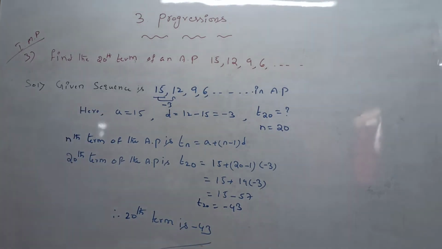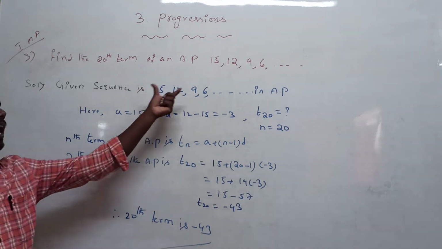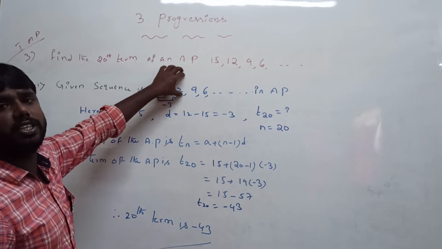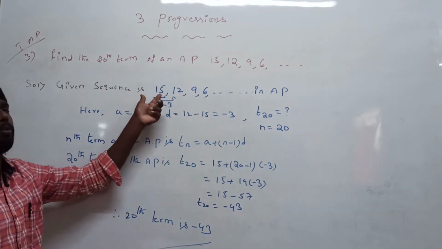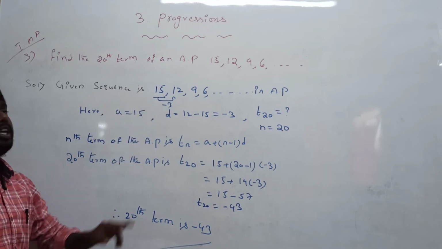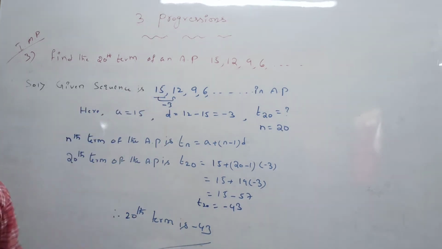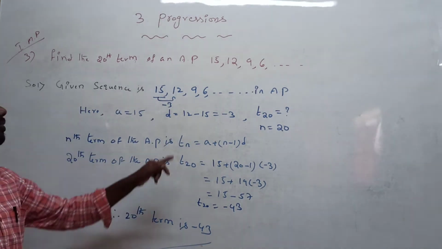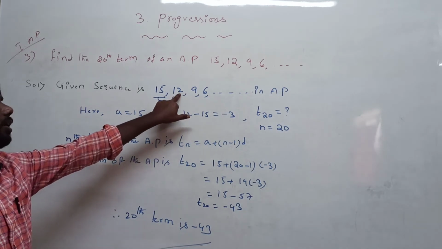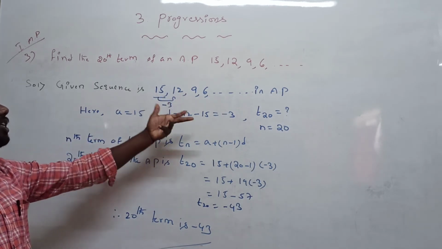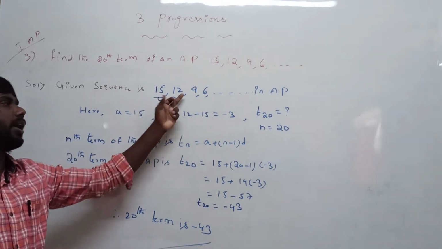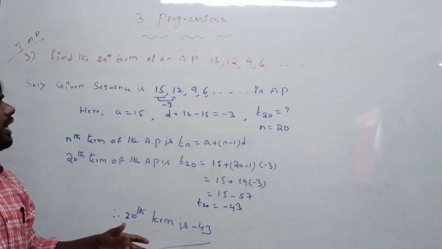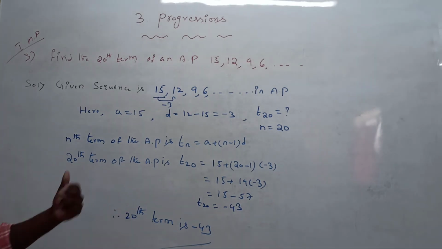So did you understand this problem? Very easy. The given sequence, you write as it is. Definitely this sequence is in the arithmetic progression. The first term is denoted by small a, so a is equal to 15. d is nothing but the common difference, the difference between any two terms. So I take any element minus the term before it: 12 minus 15 is minus 3, or 9 minus 12 is minus 3, or 6 minus 9 is minus 3. If we take any two terms, we get the same difference.